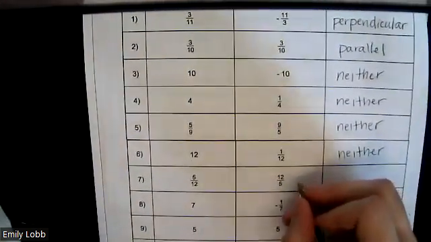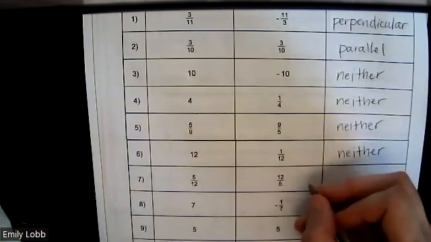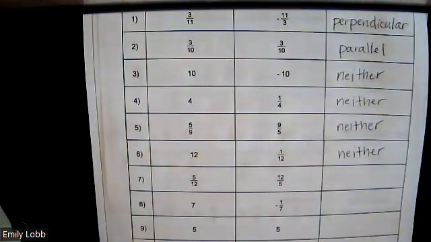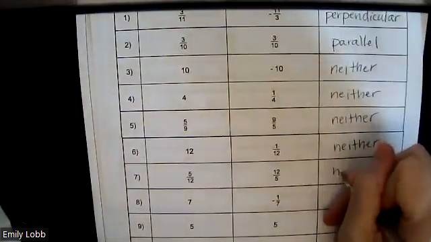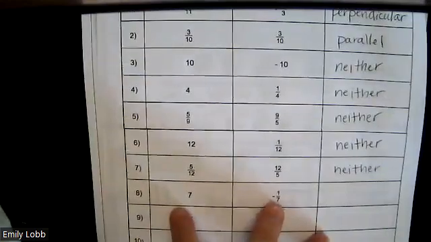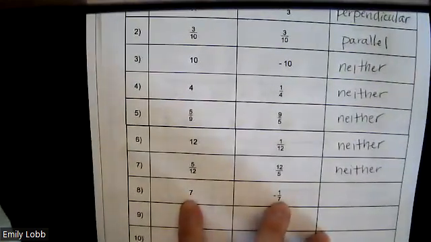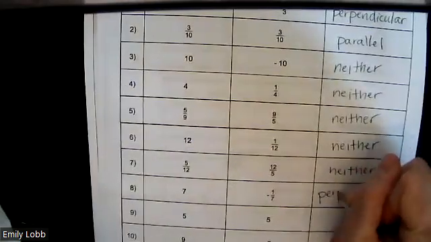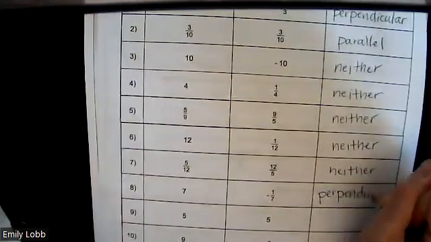They have to be both to be perpendicular. Same thing for number 7. That looks like 5, I guess. So these are not the opposite as well. But number 8, these are the opposite and it's flipped. So we can indeed call this one perpendicular.